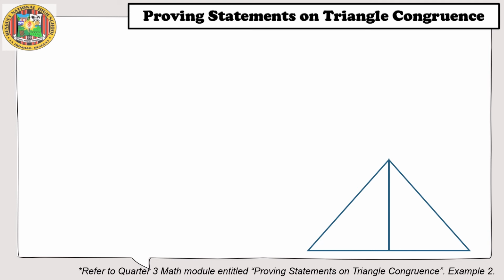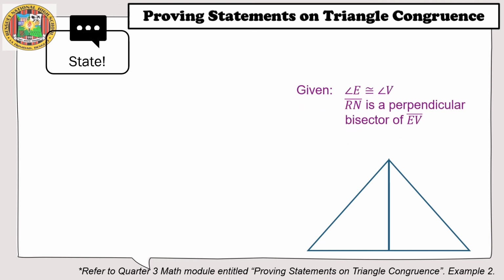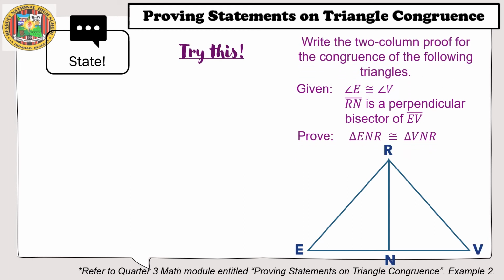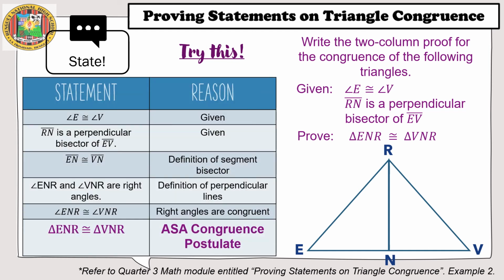Let us state our conclusions. To prove the congruence of triangles ENR and VNR using the two-column proof, we were able to write the following statements and the corresponding reasons from definitions in the ASA congruence postulate, as shown by the following marked congruent parts.